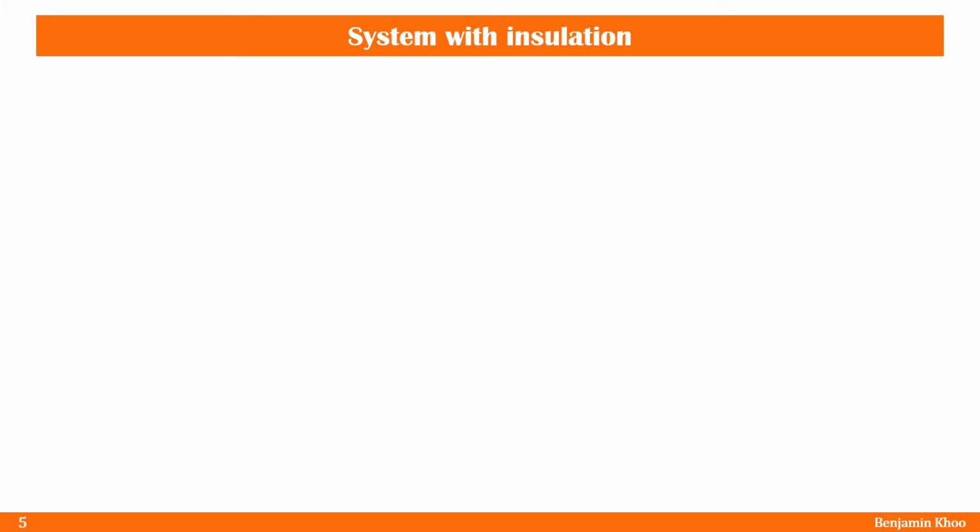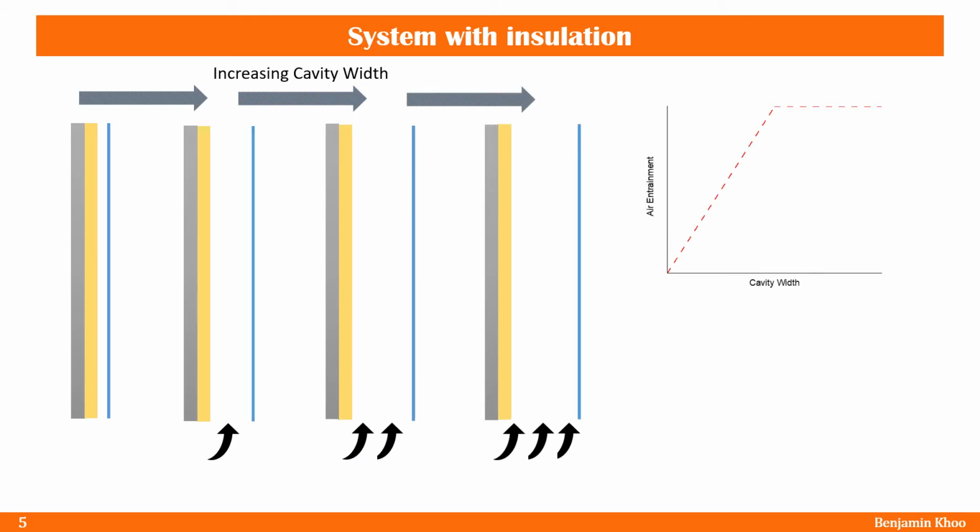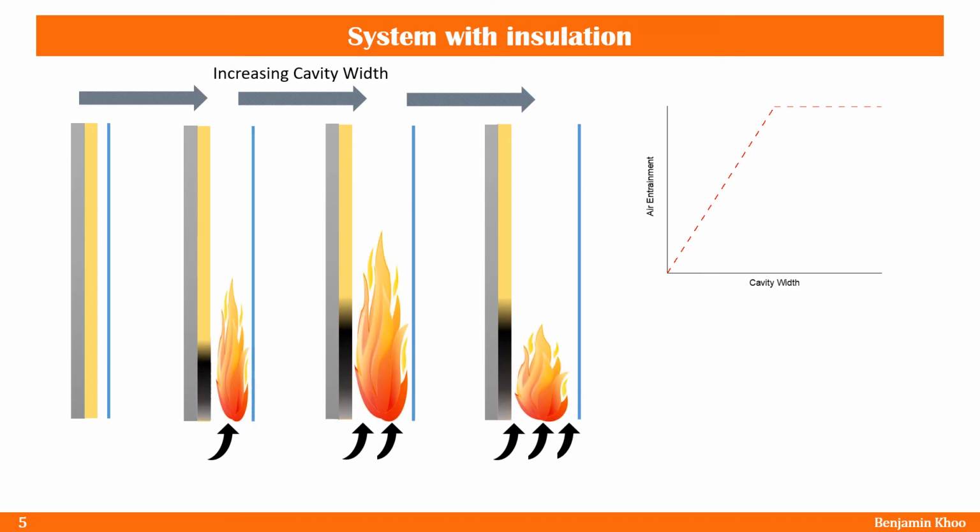However, when combustible insulation is used, facade system flammability becomes more complicated. This is due to larger cavity width also increasing air entrainment, and this air entrainment increases heat release rate due to the burning of insulation.